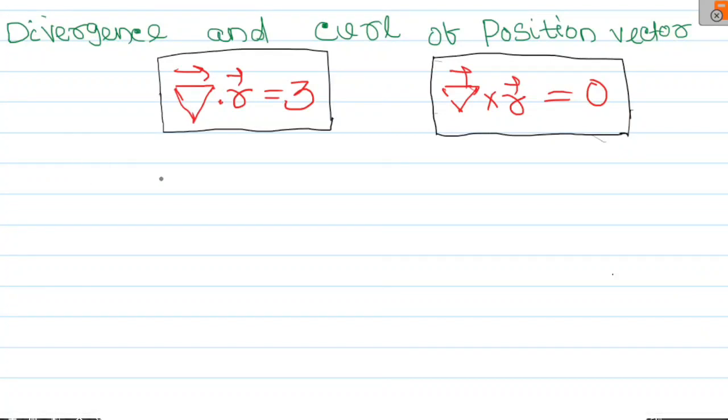Let's start our discussion and derive these two important expressions, that is, divergence of position vector and curl of position vector in different coordinate systems.